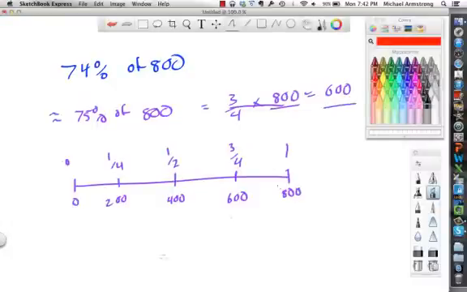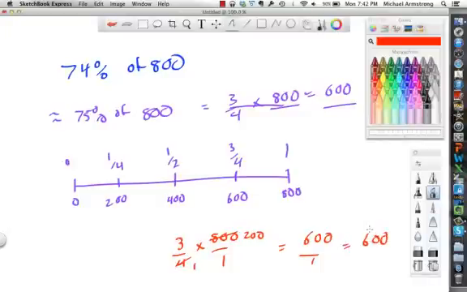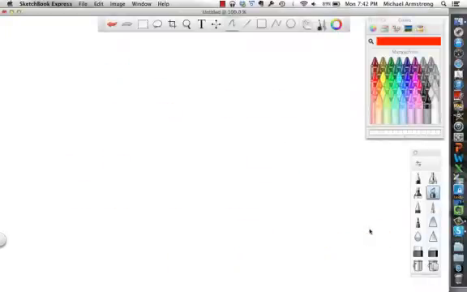If I wanted to use the math, I would say 3/4 times 800, and I'd simplify before I'd multiply. I'd say, well, 800 divided by 4 is just 200 over 1. And then I'd say 3 times 200 is 600. And I'd get 600 anyway. Either way, you get 600. It's nice to see it in a picture once in a while.